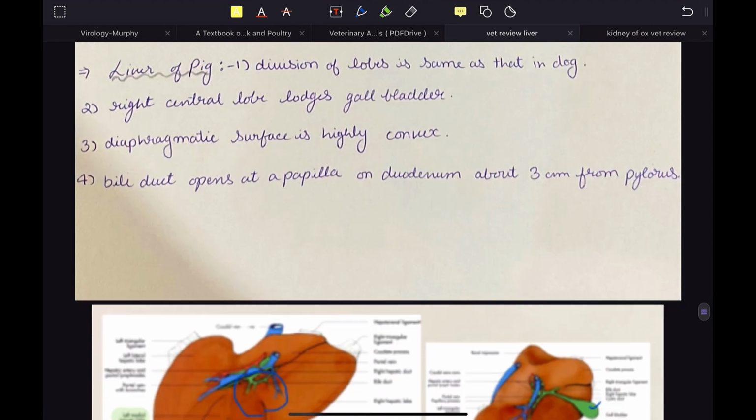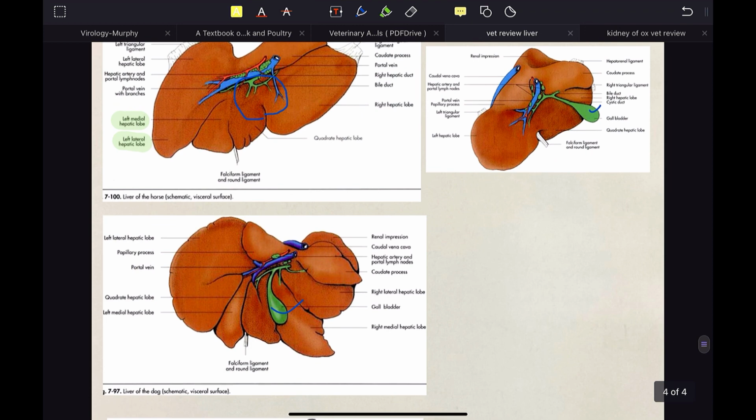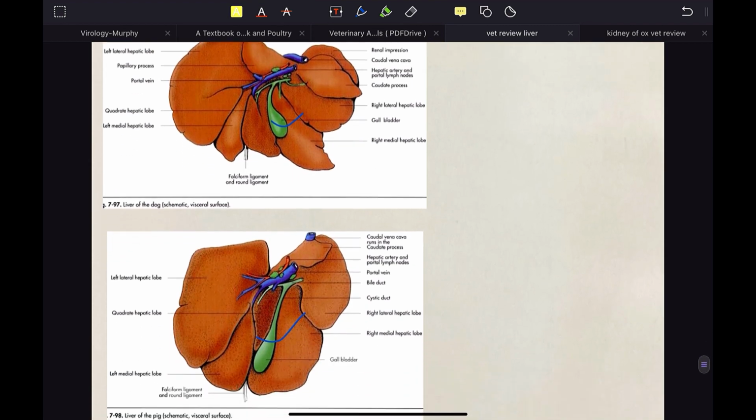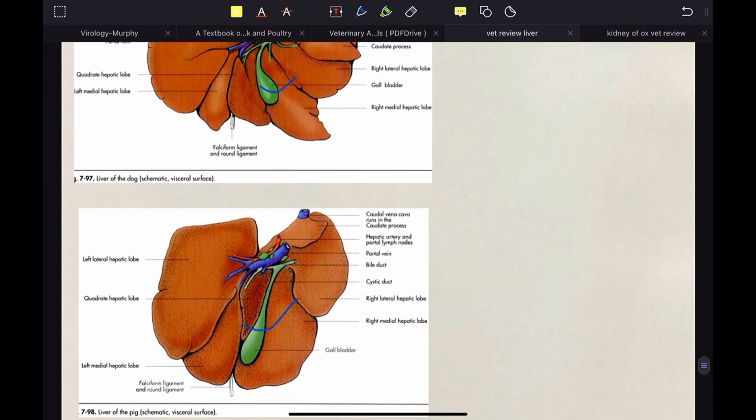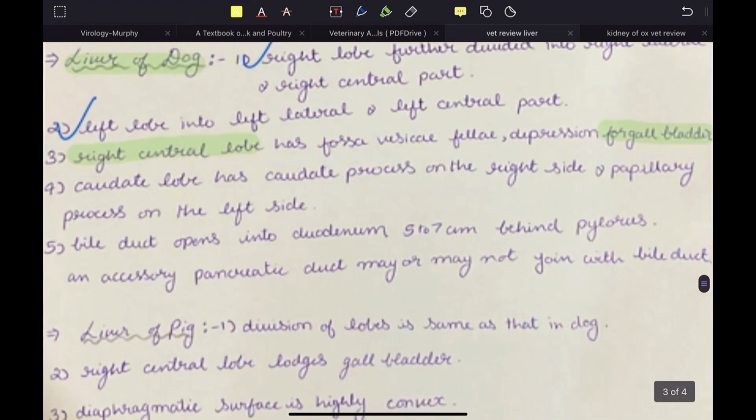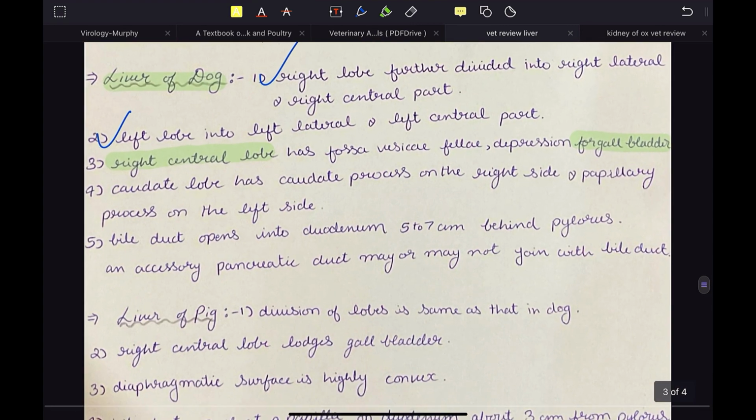Okay, so it can be asked, gallbladder is lodged in which lobe? In case of ox, it is present in the right lobe. Of course, the right lobe is undivided, so we'll just say right lobe. But in case of dog and pig, the gallbladder is lodged in the right medial, or we can say right central lobe. Okay, so this point is important. They can ask you in exam, the gallbladder is lodged in which lobe of the liver.